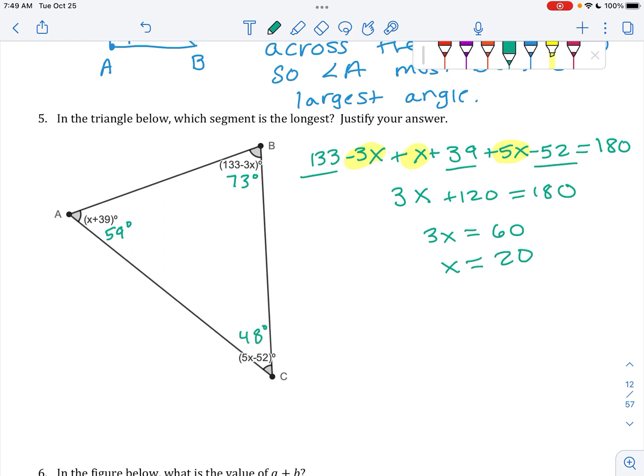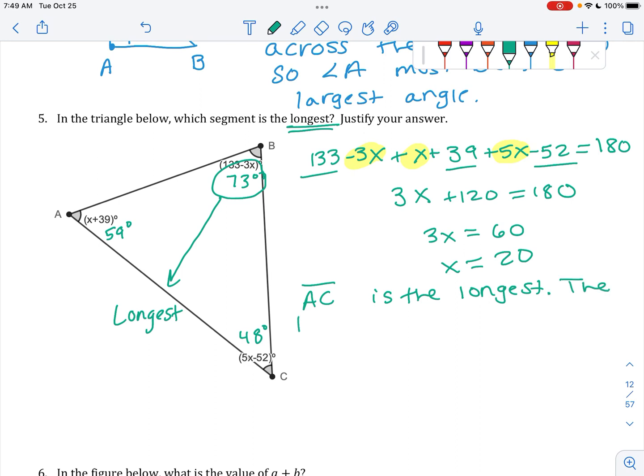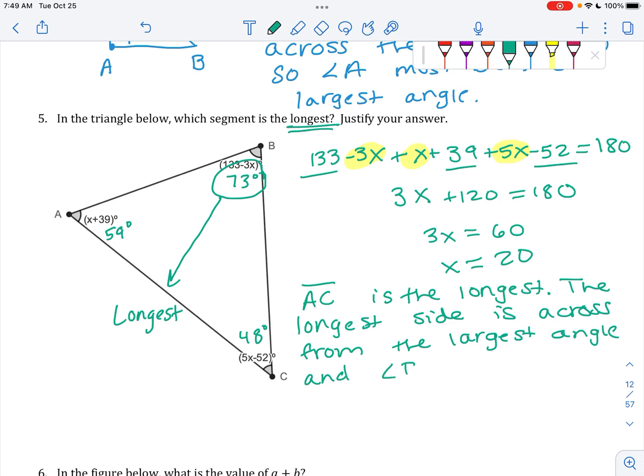So what I'm going to do now is I'm going to say, okay, I'm trying to figure out which segment is longest. Well, which angle is the largest? This is my largest angle, so this needs to be my longest side. So now I just need to justify. I'm going to use my good notation. Segment AC is the longest. The longest side is across or opposite from the largest angle. And angle B is the largest angle.